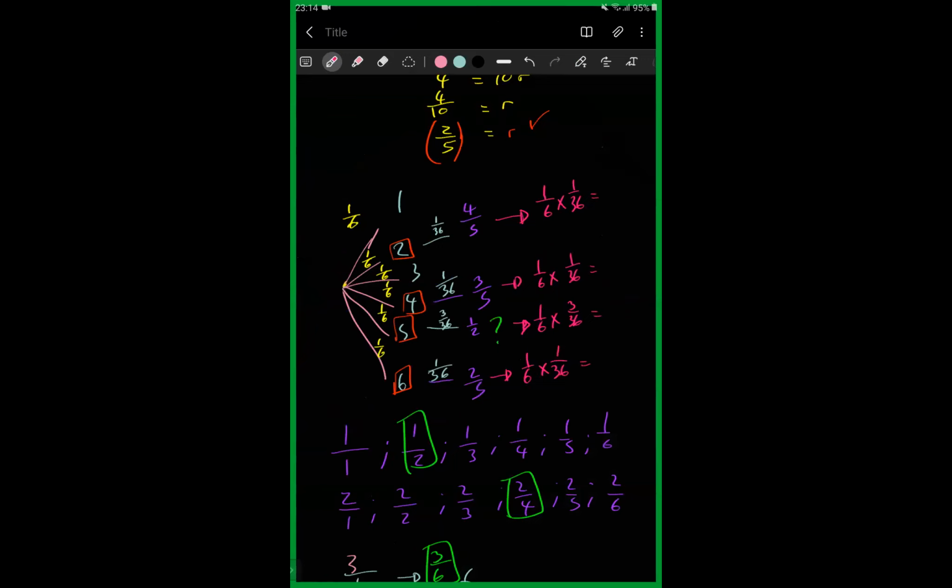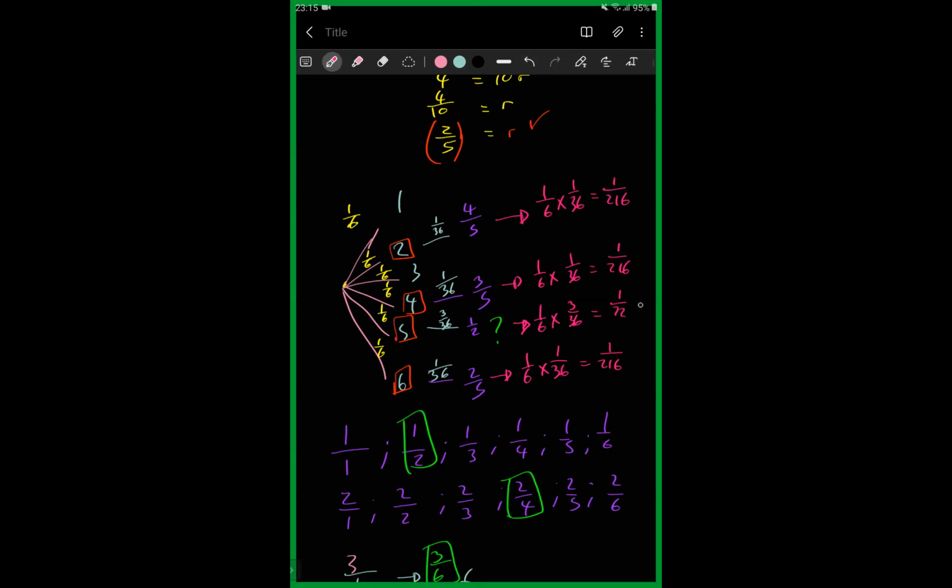But anyways, 1 over 6 multiplied by 1 over 36 is equal to 1 over 216. So 1 over 216. And then we have here again 1 over 216, and here we also have 1 over 216. No, that one is not going to be 1 over 216. It's only the last one also that's going to be 1 over 216. This one is going to be 1 over 72.